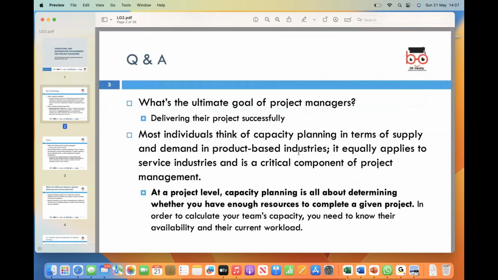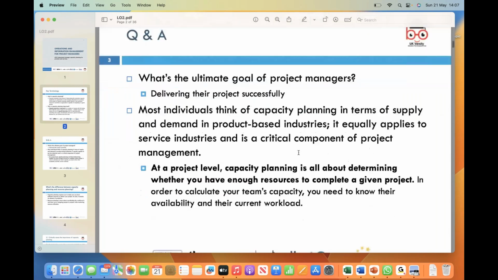The concept of capacity planning is often associated with supply and demand in product-based industries. However, it is important to note that capacity planning is equally applicable to service industries and plays a critical role in project management. So, at project level, capacity planning revolves around assessing whether there are sufficient resources available to complete a given project. To calculate your team's capacity, you need to consider two key factors: their availability and their current workload.